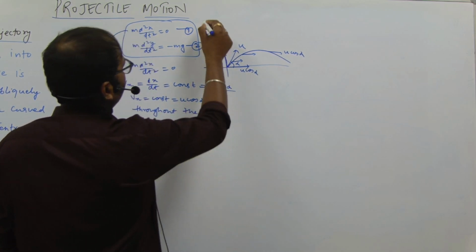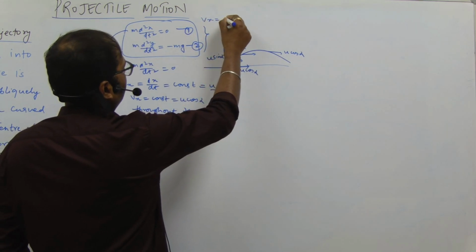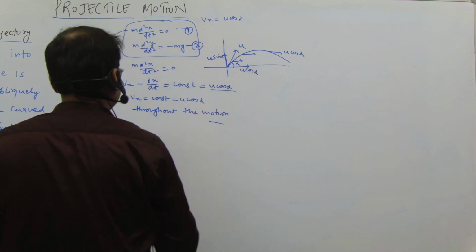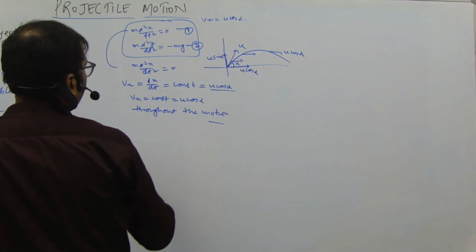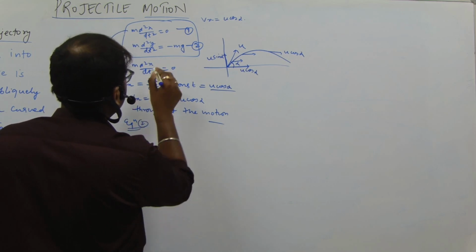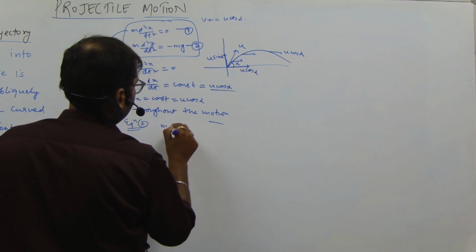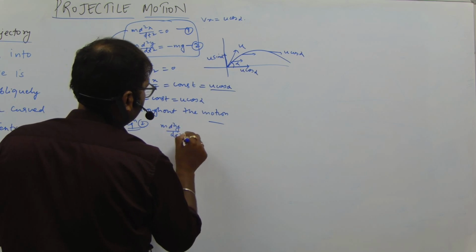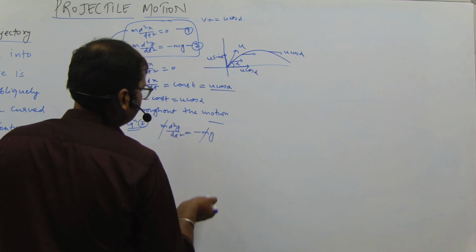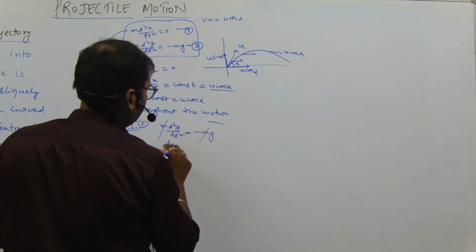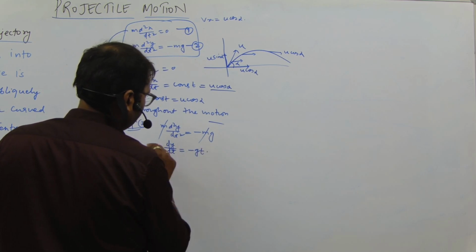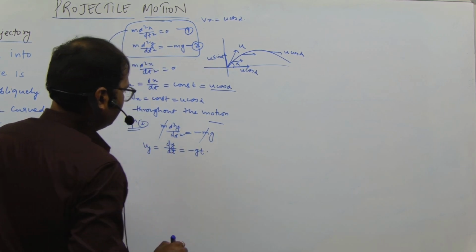So we have Vx is equal to u cos alpha. Now let us calculate Vy. Let us take equation 2. So we have m d2y upon dt square is equal to minus mg. So m gets cancelled. Let us integrate this with respect to t. We have dy upon dt is equal to minus gt. This is the velocity Vy, the velocity at a random point.